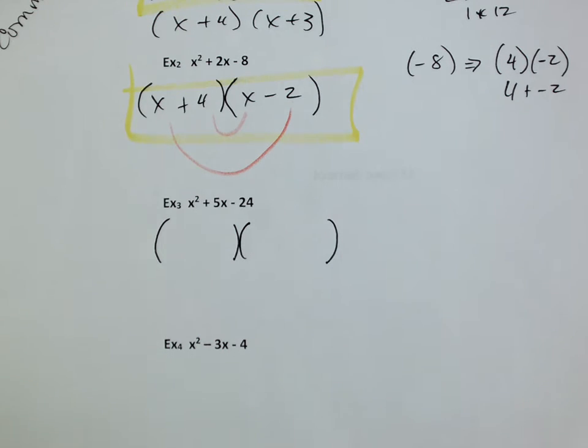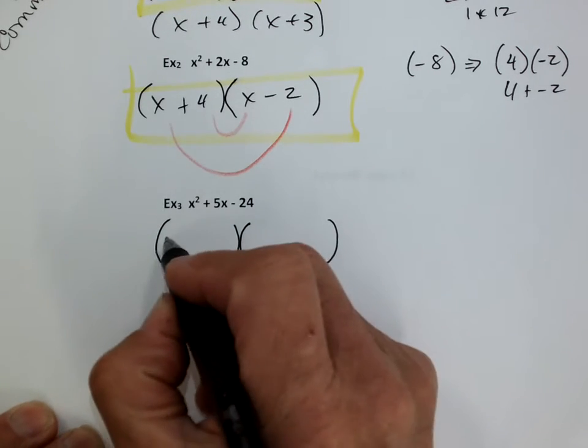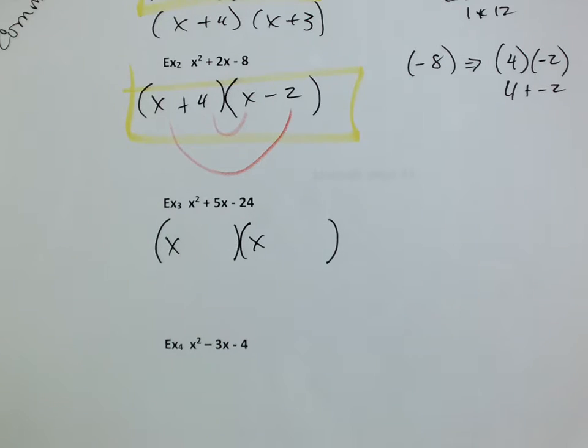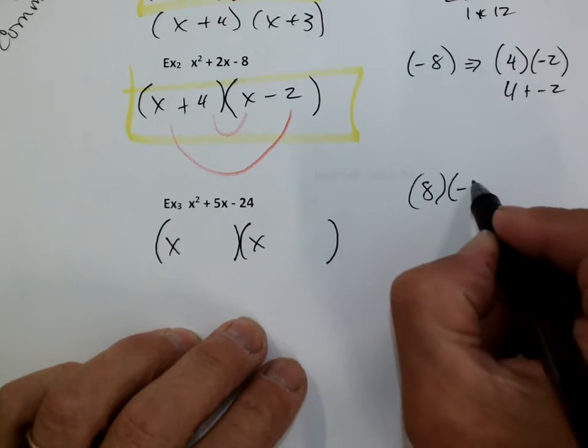We have to make an x squared, right? We have to multiply to make an x squared, so x times x. And then, what are the multiples of 24? Well, there's lots of multiples of 24, but the one I like is 8 times negative 3.